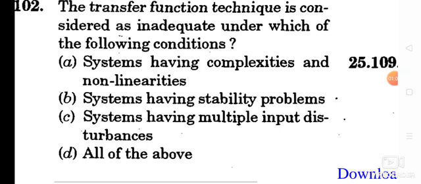So these are the conditions for inadequate. So once again we read the question. The transfer function technique is considered as inadequate, that means not suitable, under which of the following conditions? That is systems having complexities and non-linearities, and systems having stability problems, and systems having multiple input disturbances. So these are the reasons for inadequate.